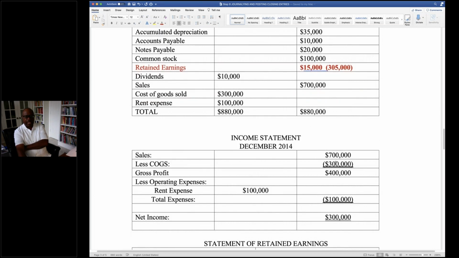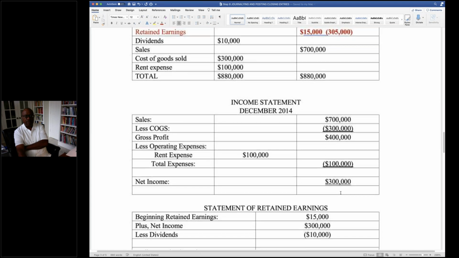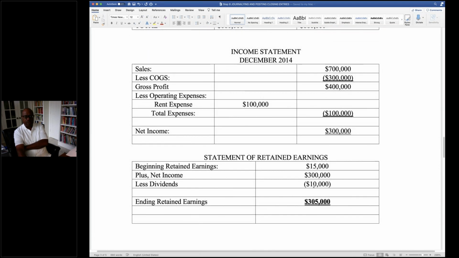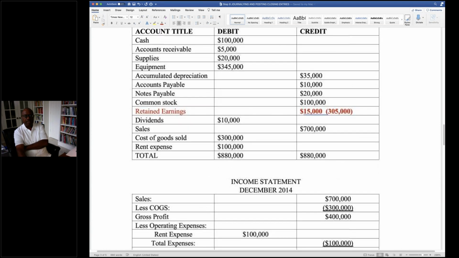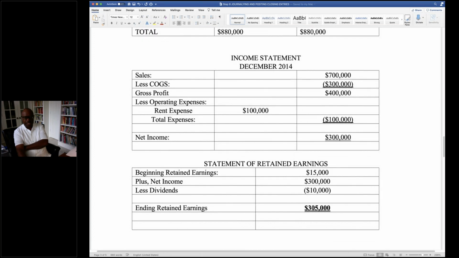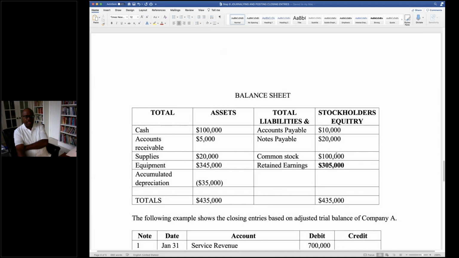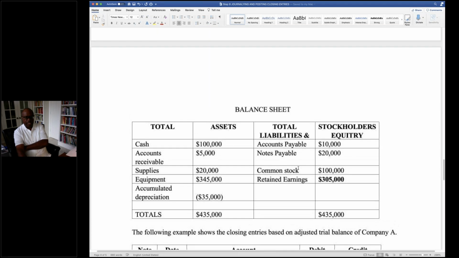Let's look at a couple of other things. This is the income statement: sales, less cost of goods sold, gross profit, less rent, net income 300,000. In the statement of retained earnings, the beginning balance was 15,000. We add the net income, subtract the dividends, and the ending retained earnings is 305. So that's where we're going. And this is how the balance sheet is going to look eventually.